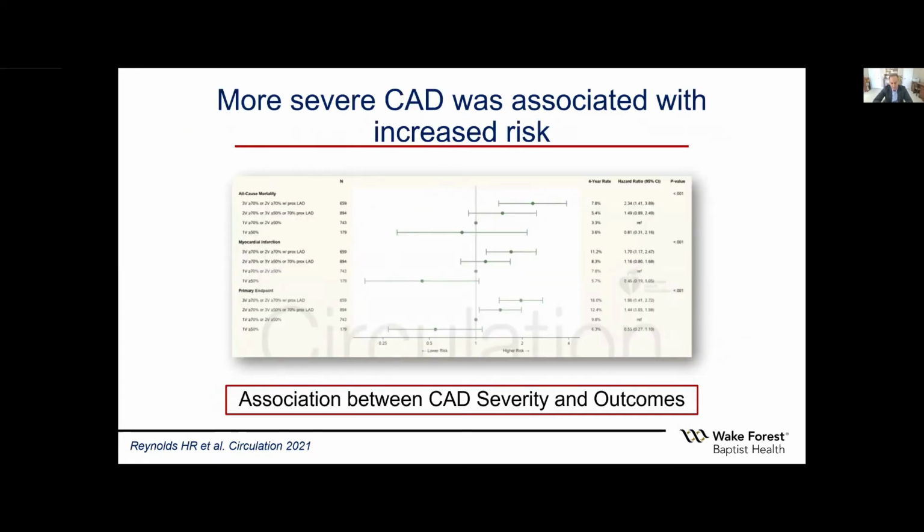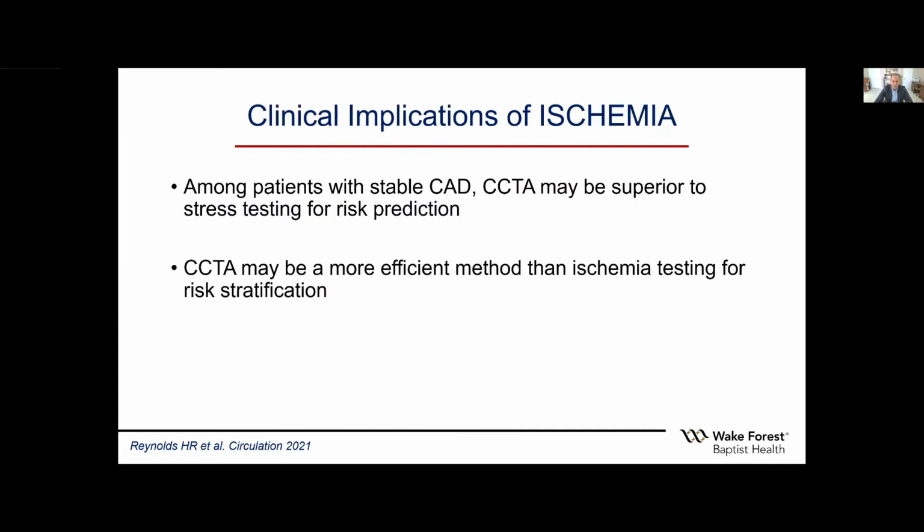On the other hand, when they looked at the association between coronary disease severity, i.e. 1 vessel, 2 vessel, or 3 vessel disease, or 50% stenosis greater than 70% stenosis, we do see that more severe coronary disease, more severe plaque burden was associated with increased risk, which is very consistent with the findings that we just looked at from the Denmark registry of CCTA patients, where plaque burden is what was most important in predicting events. So I think we have some very important clinical implications from here.